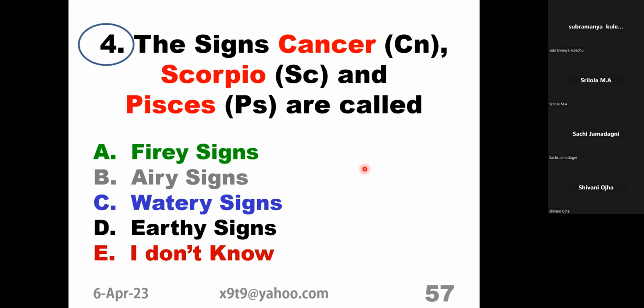Signs Cancer, Scorpio, Pisces are called fiery signs, airy signs, watery signs, or earthy signs? I don't know. Watery signs. So Cancer, Scorpio, Pisces are water signs. Agni, Prithvi, Vayu, Jala, like that it is there. So Kataka, Vrishchika, Meena are the watery signs. You are able to follow? Yes, sir. So they are called Jala Rashis. Jala Rashis are successful Rashis.